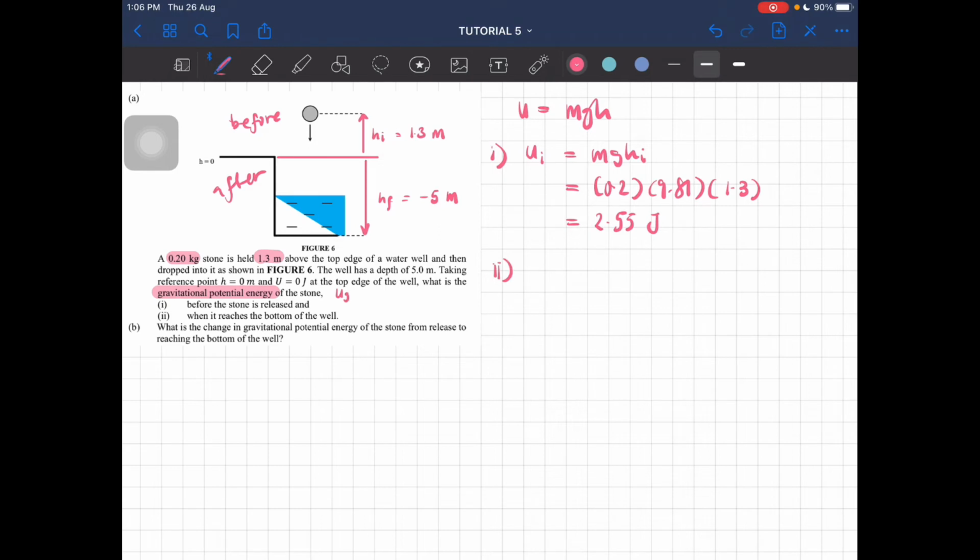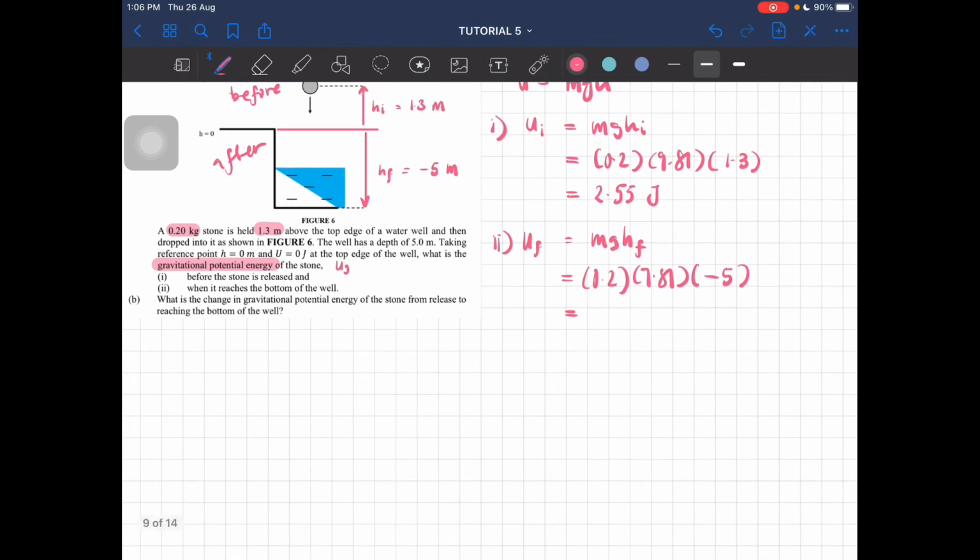And then when it reaches the bottom of the well, it's just the same thing except the height is changed to the depth of the well. Okay, so 0.2, 9.81, hf is negative 5. Then we will get the gravitational potential energy to be equal to negative 9.81 joule. Okay, so when you get a negative gravitational potential energy, it means that the gravitational potential energy is decreasing. Okay, it is decreasing.